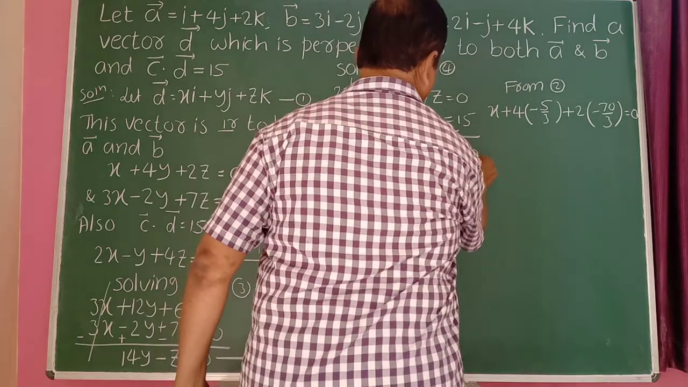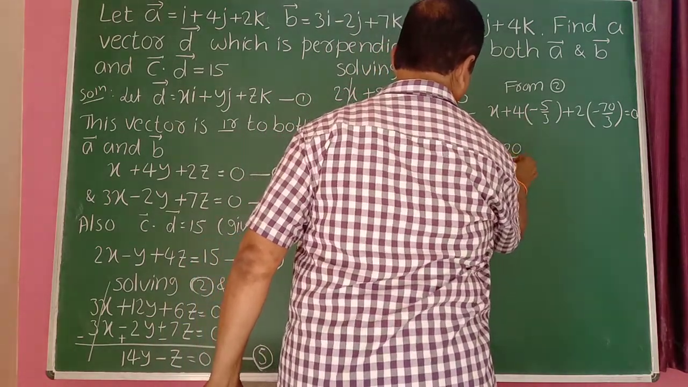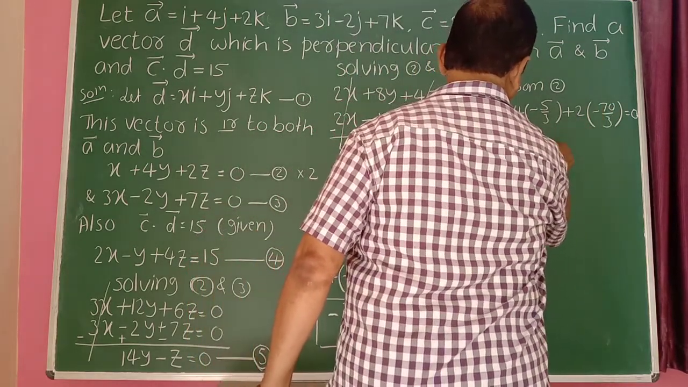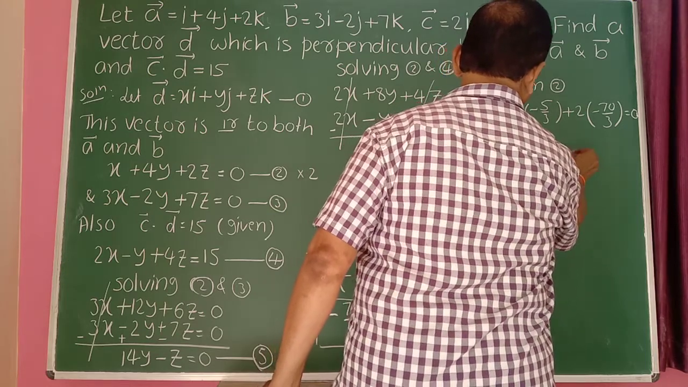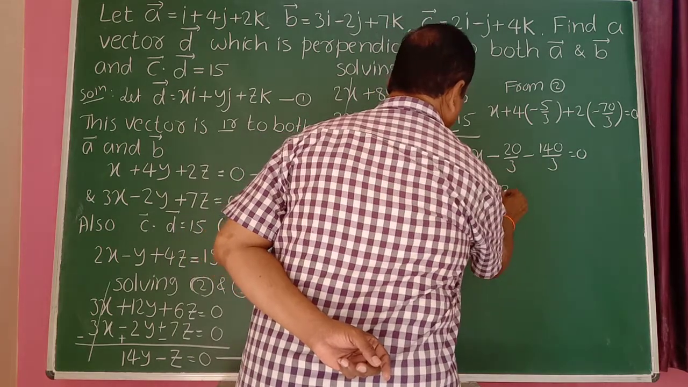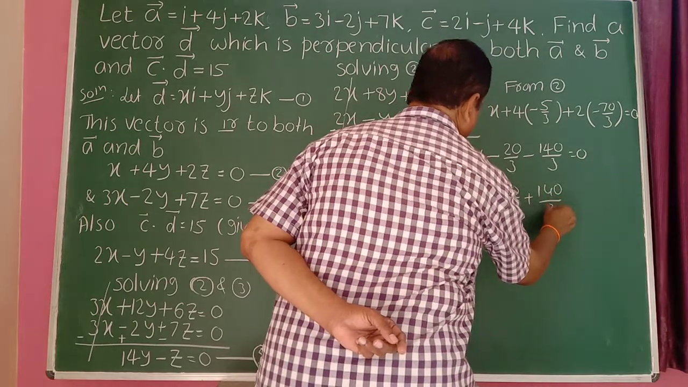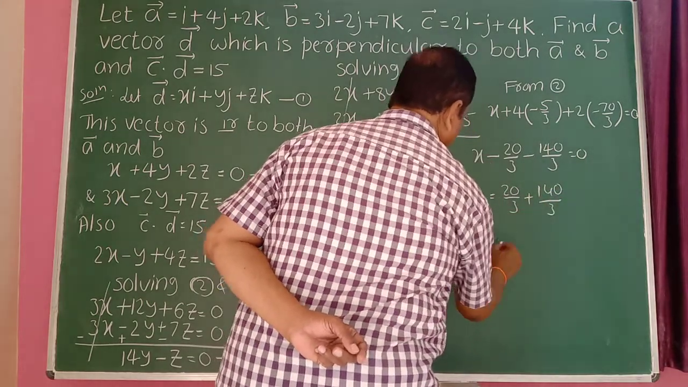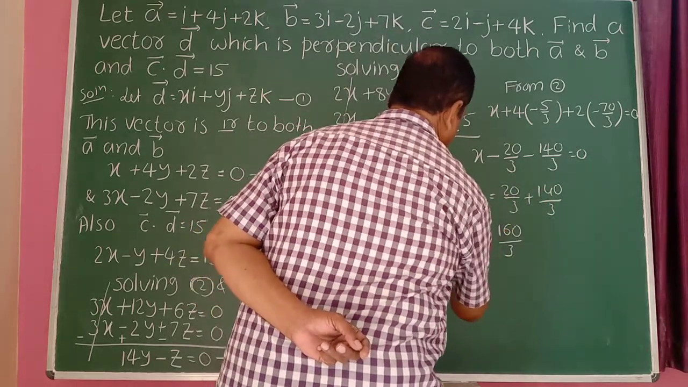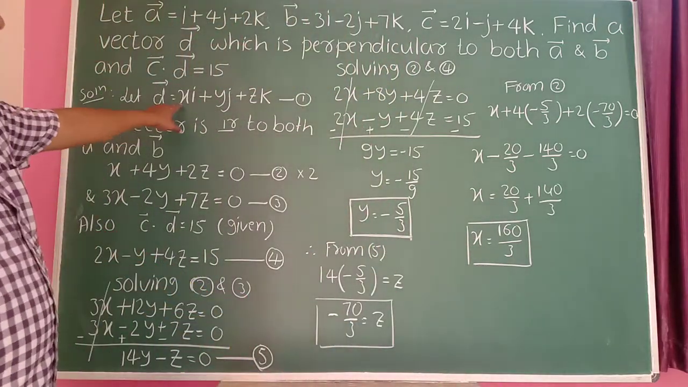Hence x plus 4 into minus 5 becomes minus 20 divided by 3, then minus 70 into 2, minus 140 divided by 3, that equals 0. Therefore I take these two terms to the right hand side. x equals 20 divided by 3 plus 140 divided by 3. Taking the LCM, 140 plus 20 becomes 160. So x equals 160 upon 3.